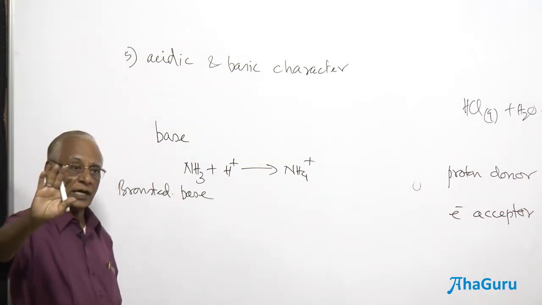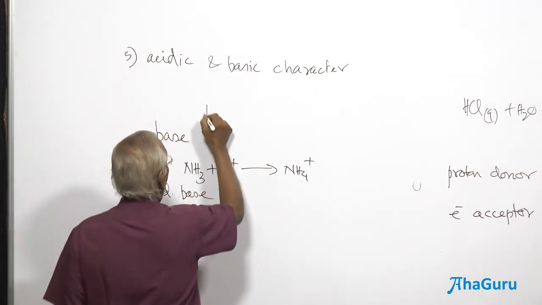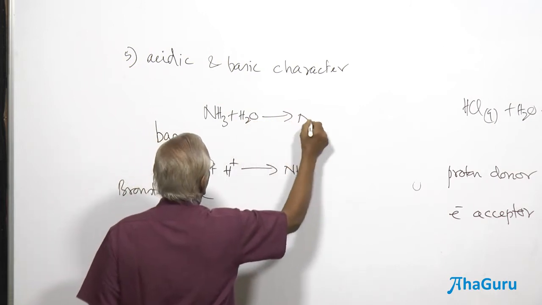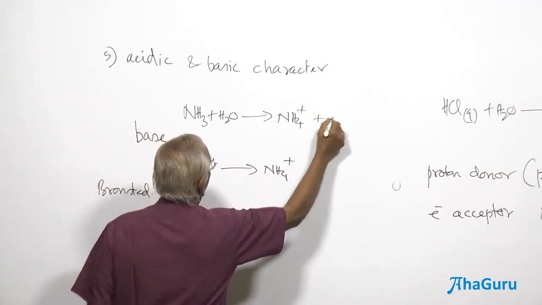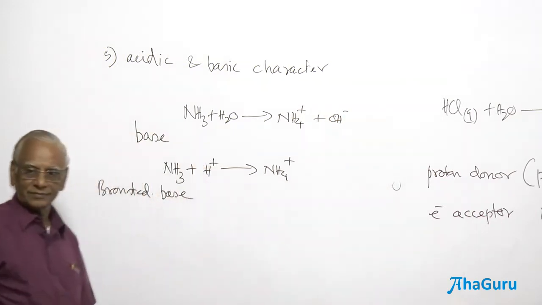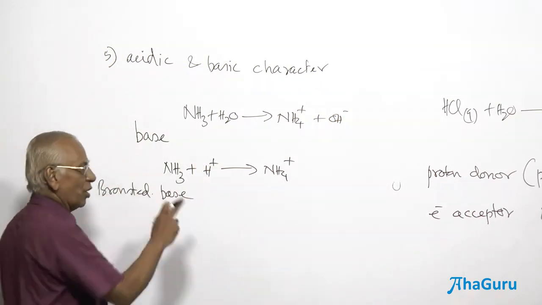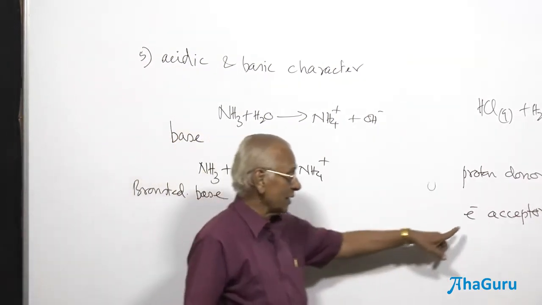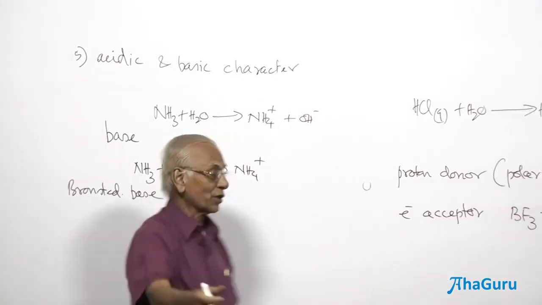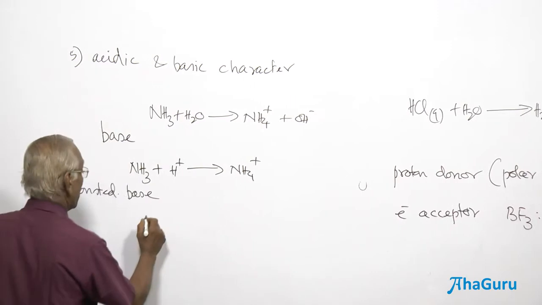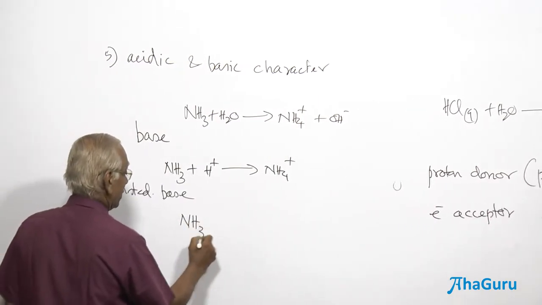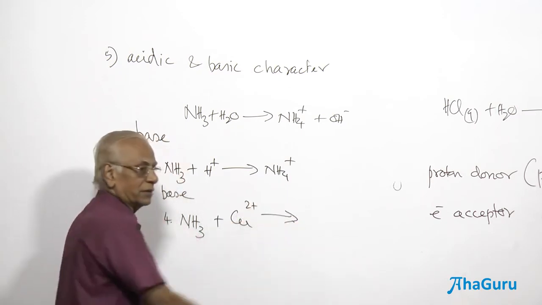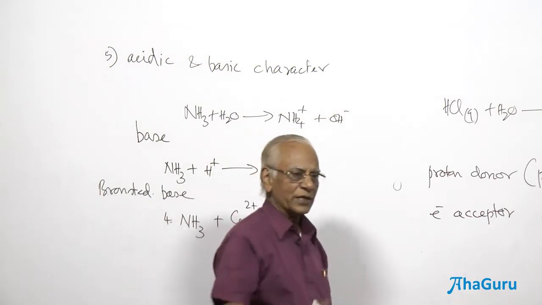Ammonia also can be considered as an Arrhenius base, because on treatment with water it can give rise to ammonium hydroxide, ammonium plus OH minus ion. We are going to prove that ammonia is also a Lewis base. And what is a Lewis base here? Electron donors. Bronsted bases are proton acceptors, Lewis bases are electron donors. For example, four ammonia molecules can react with Cu2 plus. What is the electronic configuration of Cu2 plus?